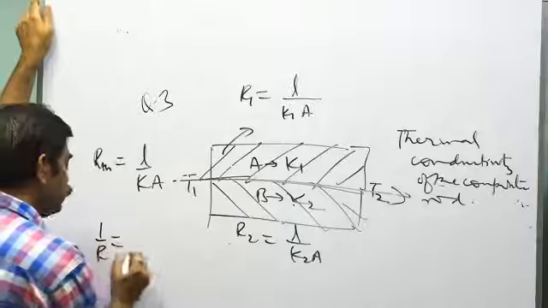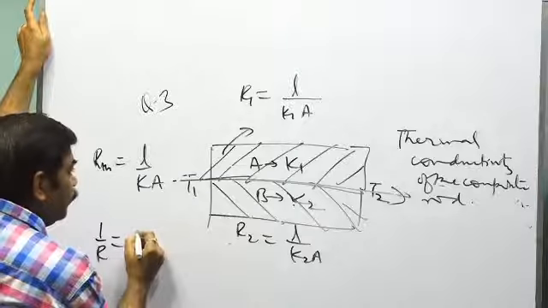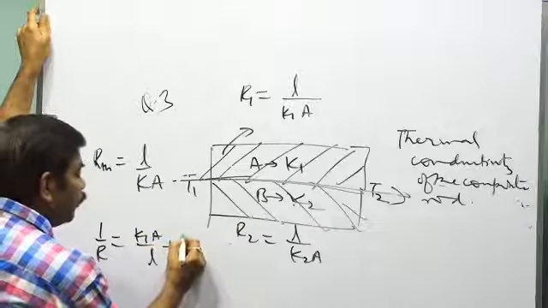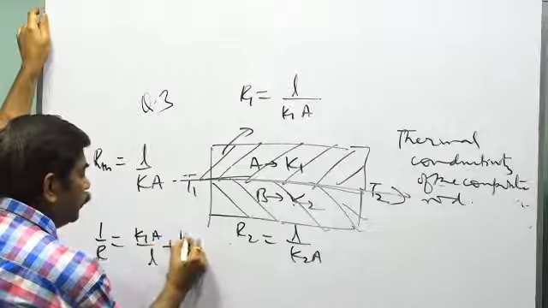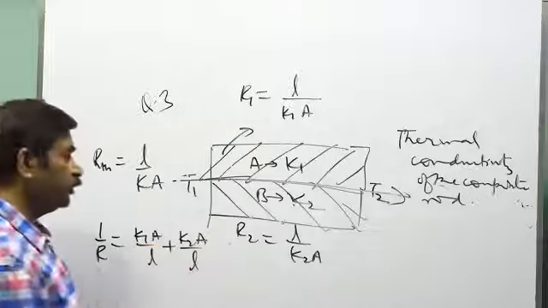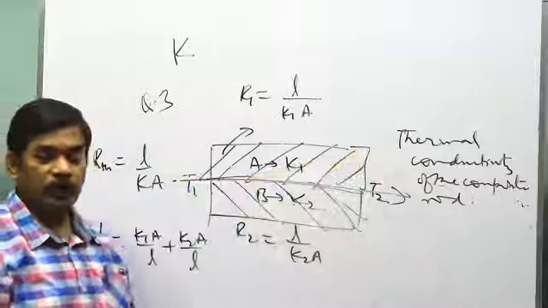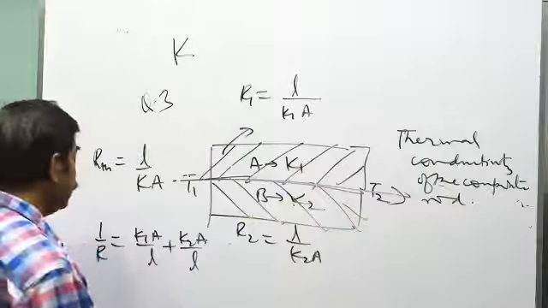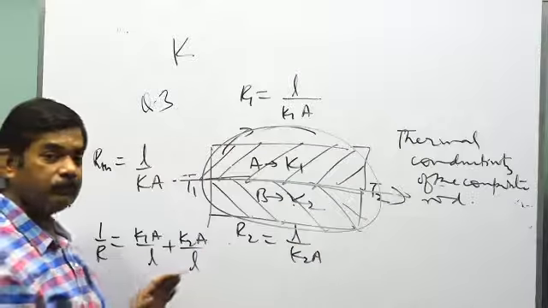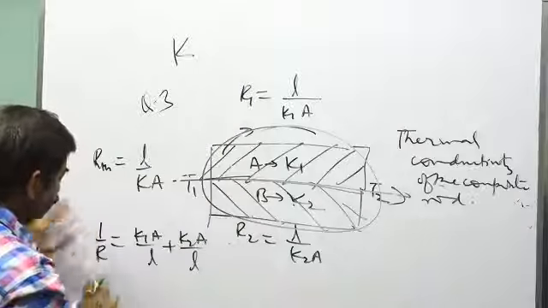1 by R equals 1 by R1 plus 1 by R2. 1 by R1 becomes K1A by L, and 1 by R2 is K2A by L. Now, if the equivalent thermal conductivity, which you have to find, is K, then the resistance of this entire piece becomes R equals L by K. So you keep this value here.